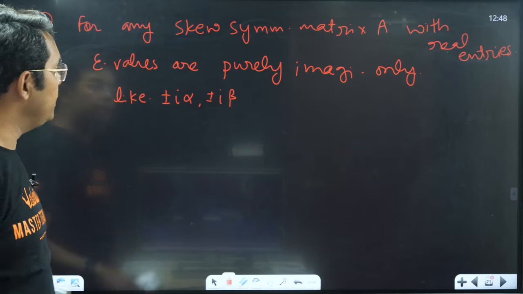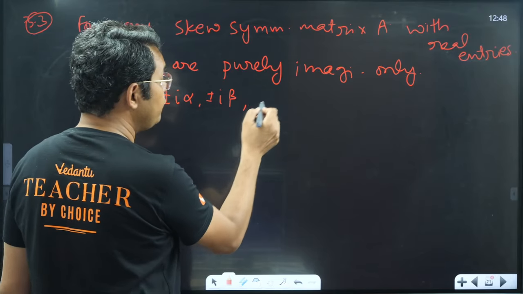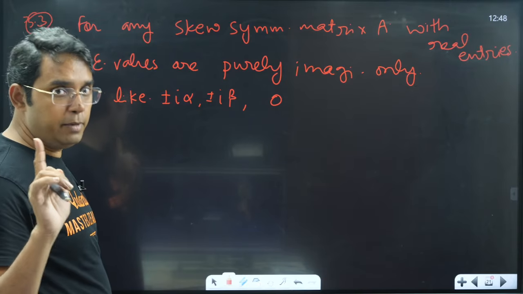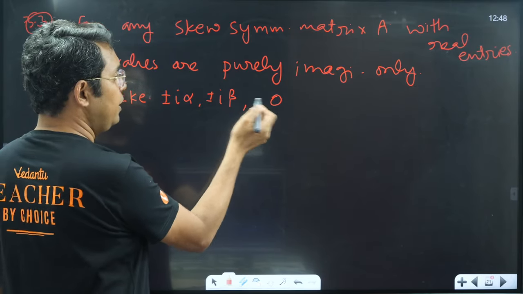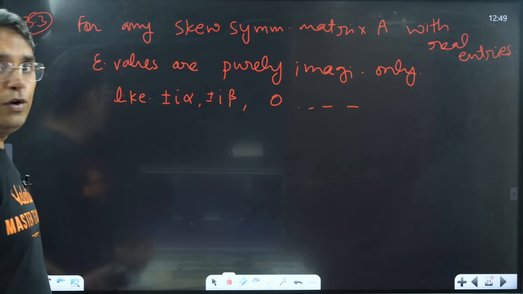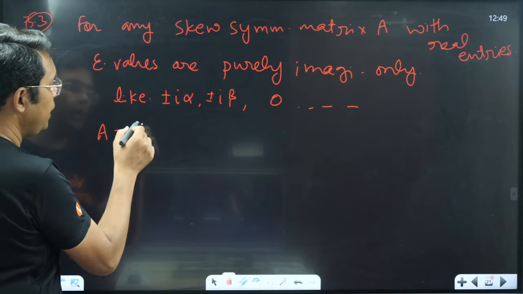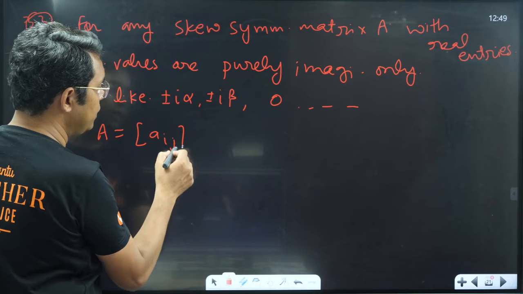Eigenvalues are purely imaginary only, like plus minus iota alpha, plus minus iota beta. In fact, 0 is also purely imaginary. If you remember in complex numbers, 0 is purely imaginary, and so on. Okay, so how it is important, please see. Suppose your matrix is of order n into n, where n is odd.